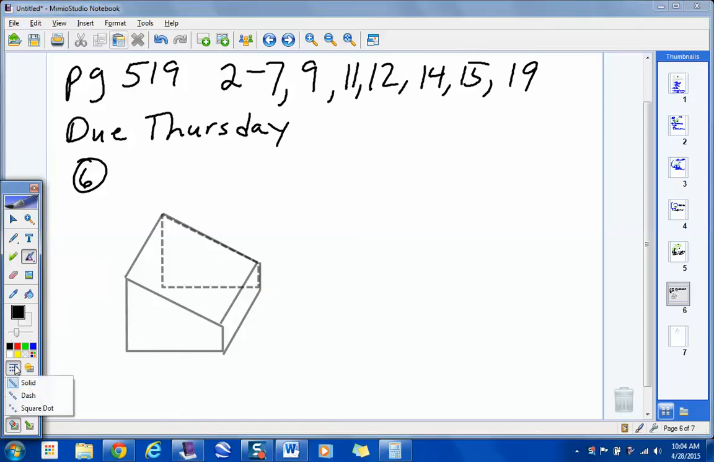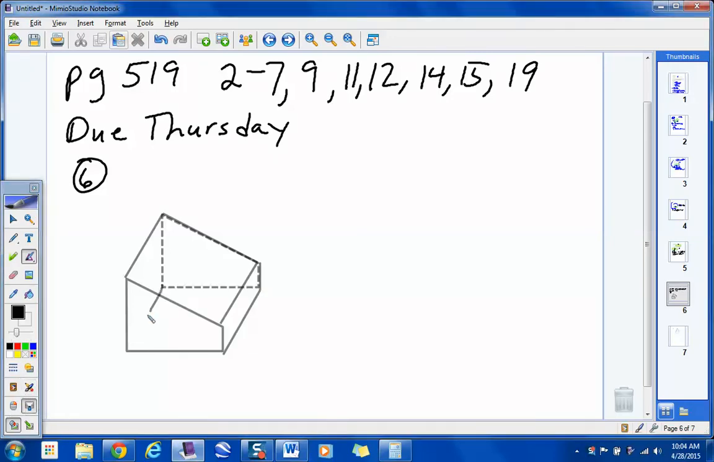Not the best, but pretty good, right? Isn't that what kind of 6 looks like a little bit? Isn't that what 6 looks like?